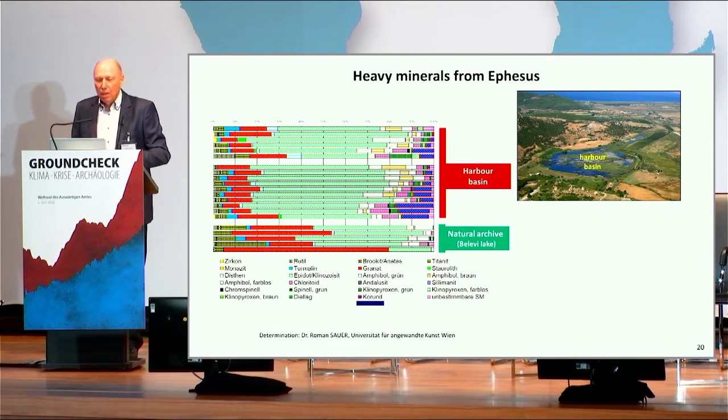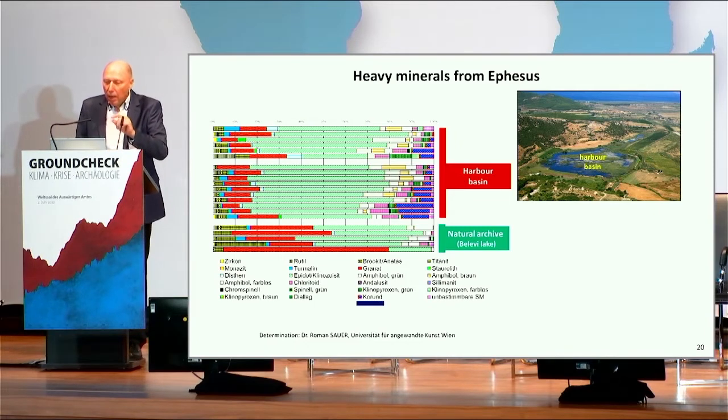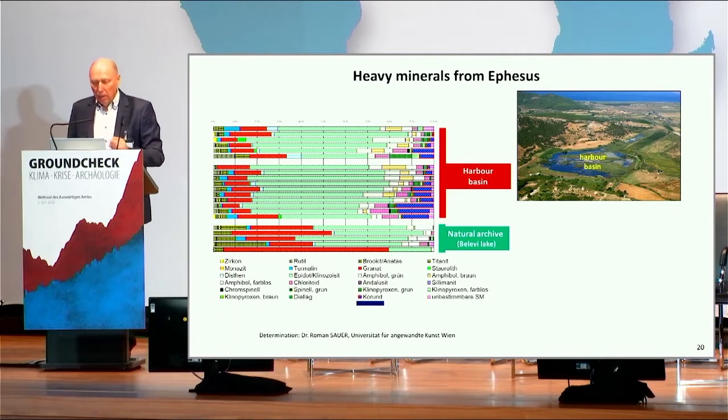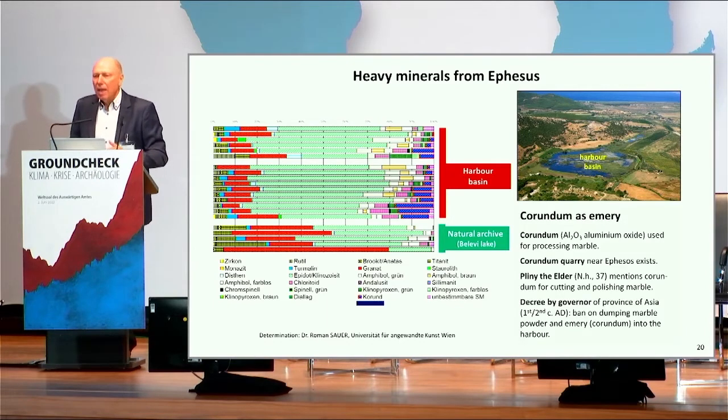For instance, you see in the lower part, this is the natural lake of Bellevue I was just talking about. When you look into the upper part, the harbor basin, you see one mineral, now we are in heavy mineral analysis, one mineral which is not in the natural. This is corundum, and corundum is an emery. You polish the marble with it. So indeed, Pliny the Elder tells us that with corundum you do it.